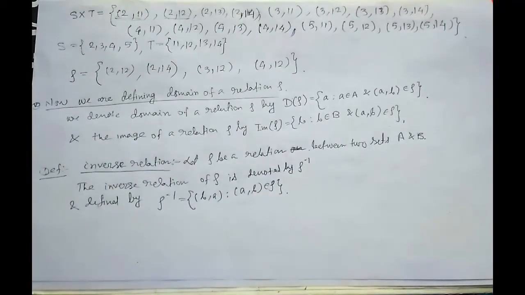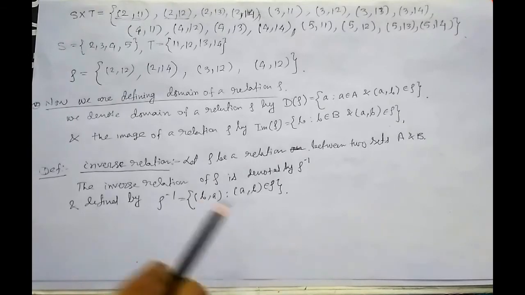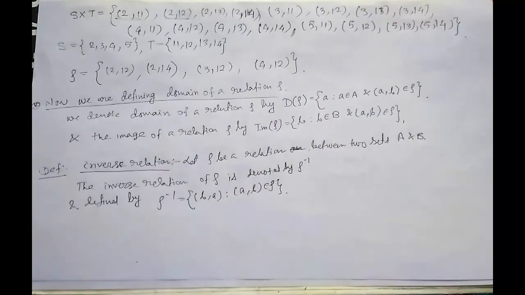So rho inverse is nothing but the collection of those elements whose flipped version is in rho. You just have to flip the elements of rho, and then you get a new collection of ordered pairs, and that collection of ordered pairs is called rho inverse.